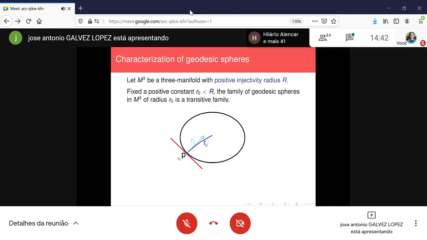Consider in the picture a point P and a plane at P with the unit normal eta. In order to see that it is a transitive family, we need to show that there is a unique geodesic sphere that is tangent to this plane at P. Okay, this is very easy. We can consider the geodesic starting at the point P in the direction of the unit normal eta, and we can go along the geodesic to distance R naught, and this is the center of the geodesic sphere that we are looking for. So this is the sphere. And obviously there is only one geodesic sphere that is tangent at this point P.